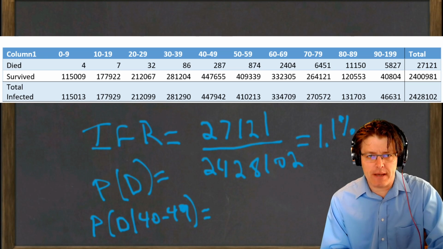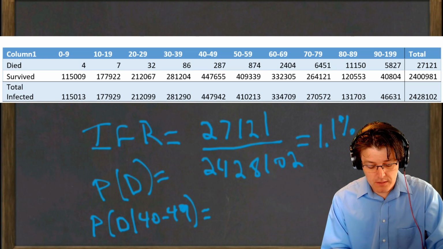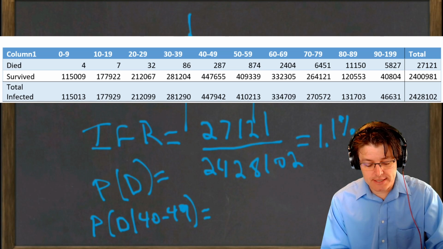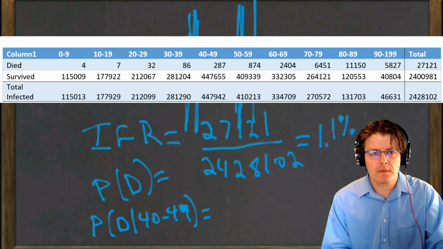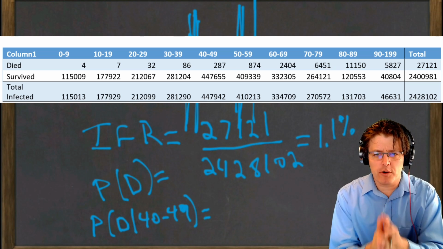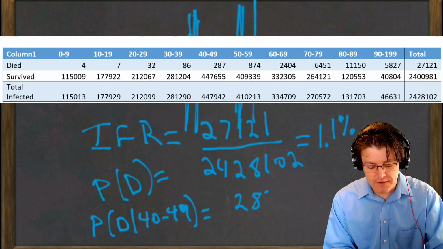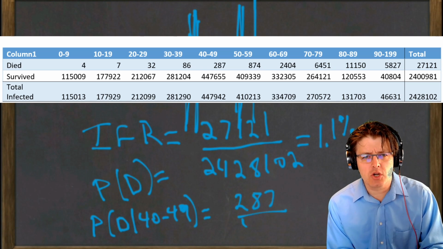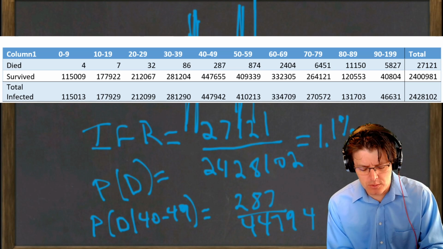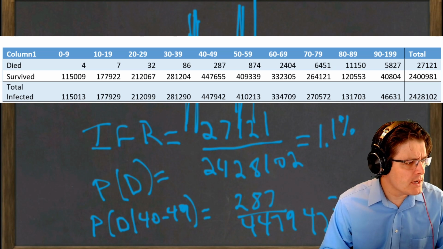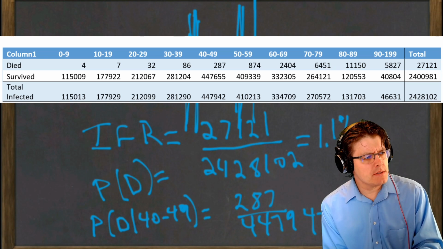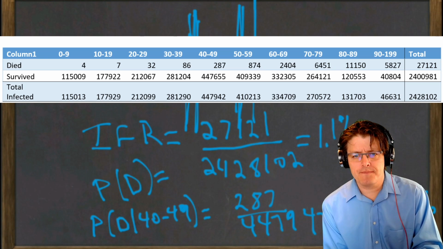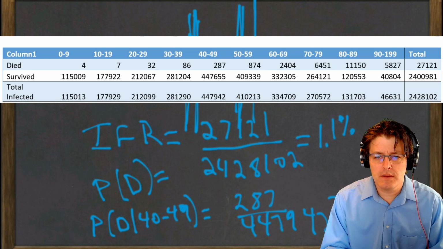Anyway, if we're curious just about this, we're only going to look at, and I wish I could cross out, but we're only going to look at in between these, just at the 40 to 49. So we have 287 divided by the total 447,942, right? And that's going to give us something. It should be 0.064% or something. I'm completely behind. It's behind me.